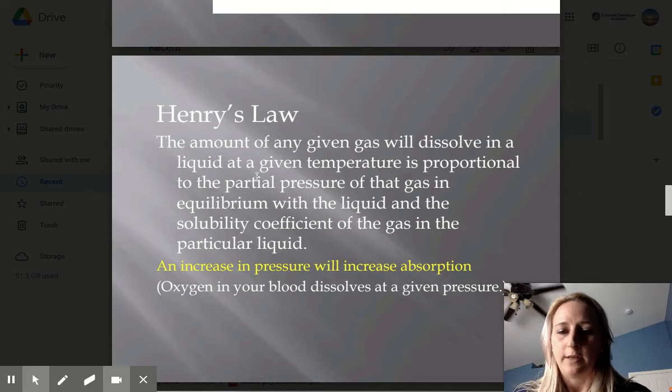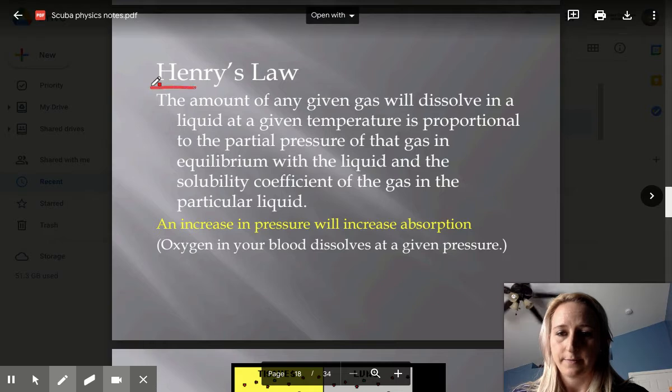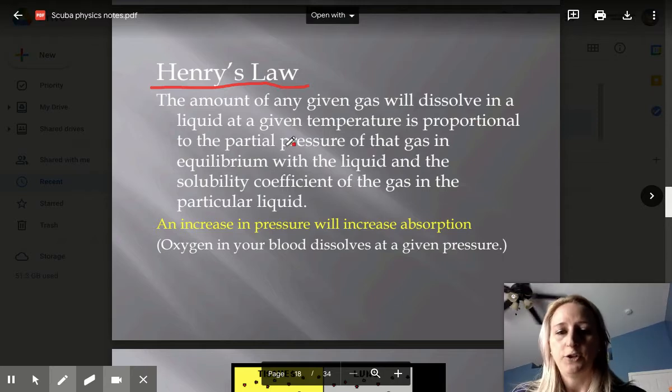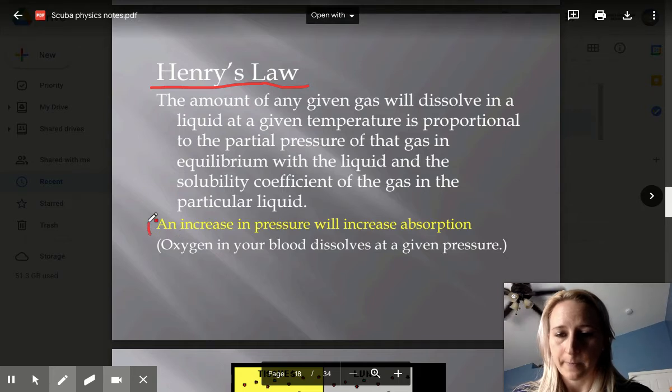All right, Henry's law. So Henry's law states that the amount of any given gas that will dissolve in a liquid at a given temperature is directly proportional to the partial pressure of the gas in equilibrium with the liquid and the solubility coefficient of the gas in the particular liquid. In other words, an increase in pressure will increase absorption.